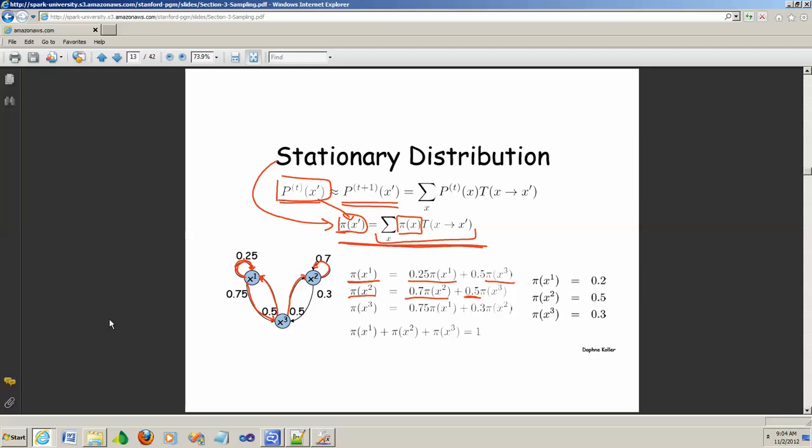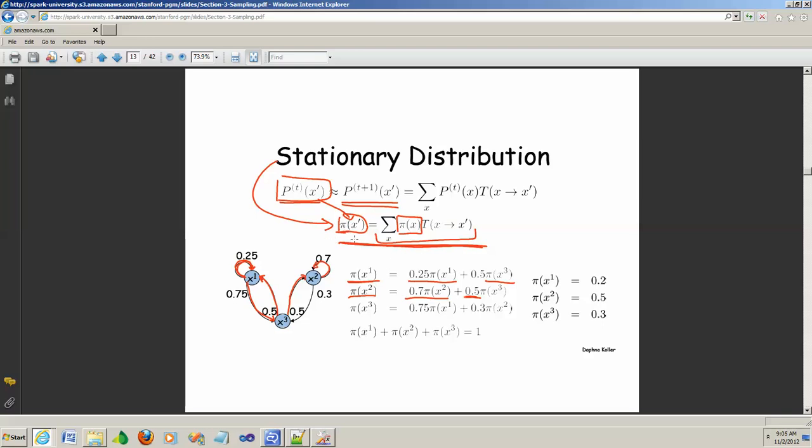Meaning, if you let the grasshopper or a given system keep jumping from one state to another over a long period of time, they will have this. So if we reach this condition that p at time step t of x prime is equal to p at t plus 1 of x prime, then we say stationary distribution is reached. Now note this p superscript t of x prime. See how it maps to pi of x prime. That's what that pi of x prime is.